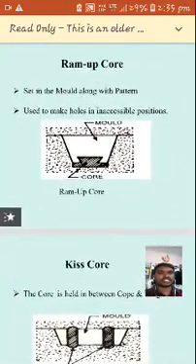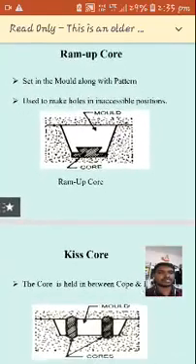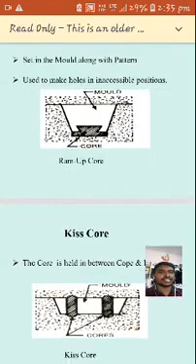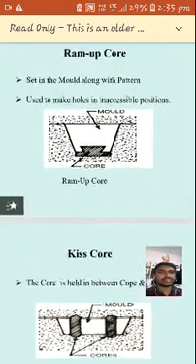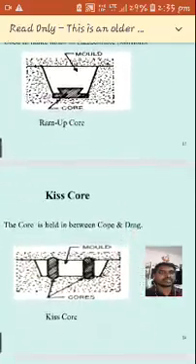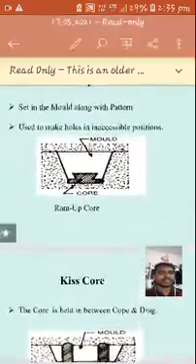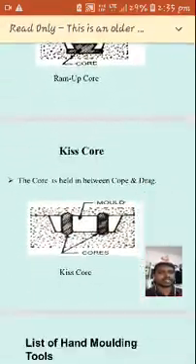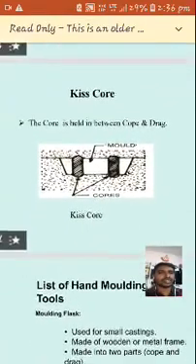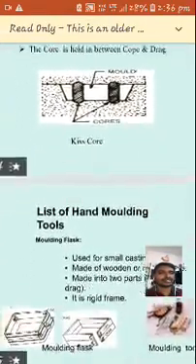It is set in the mold along with the pattern, used to make holes in inaccessible positions. So that is about the ram up core. And the next one is kiss core. This core is held between the cope and drag, so this type of core is called kiss core.